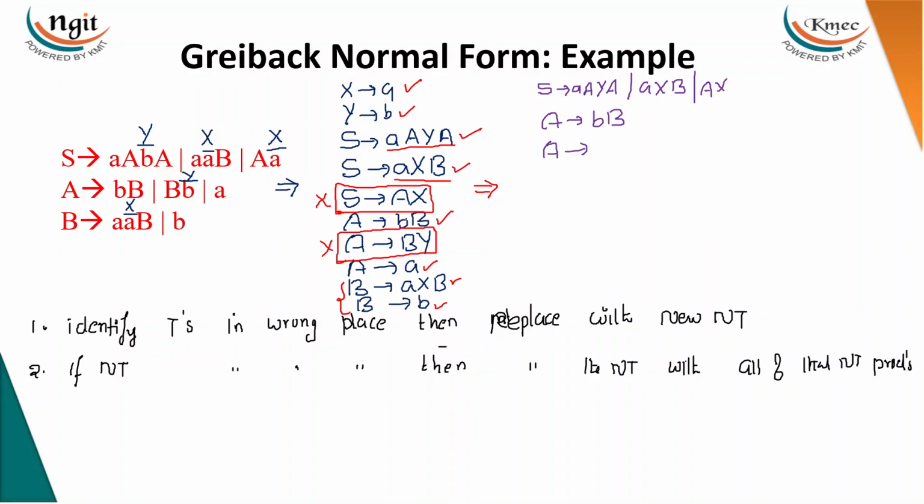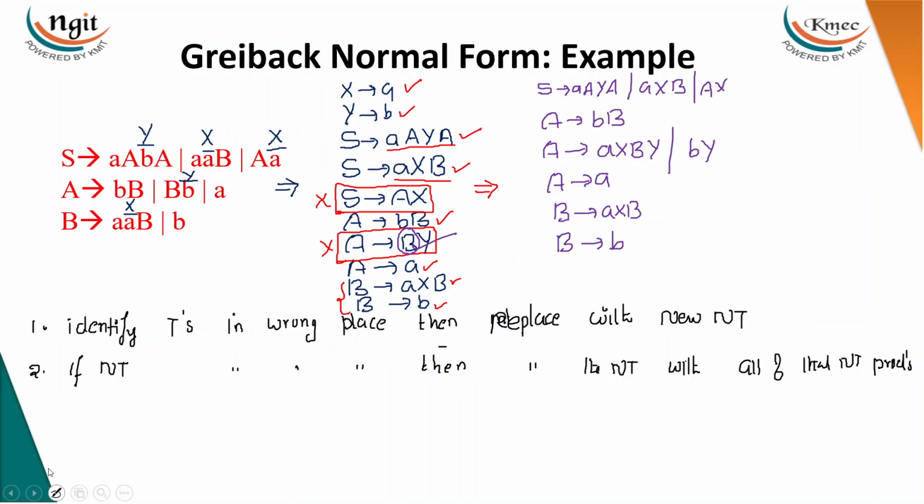Here you can take it: A tends to, in place of this B, substitute all of its productions. There are 2, right? First substitute AXB. You'll get AXBY. In the next step you substitute b. So you'll get bY. Then what are the other A productions? A tends to a. Then, okay, B tends to AXB. Then B tends to b. Right, so I've just eliminated the non-terminal from here.